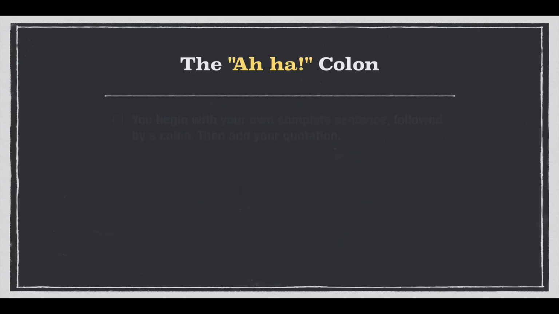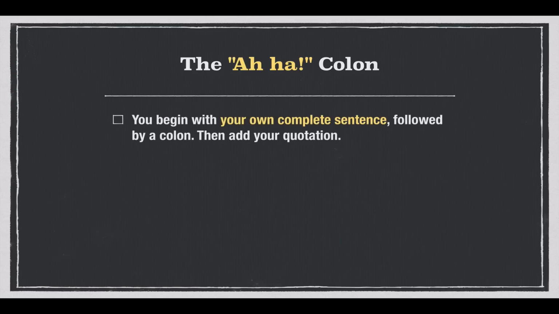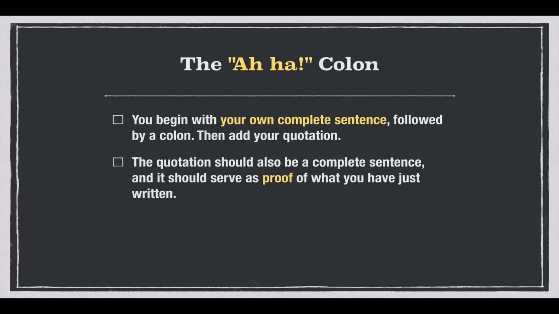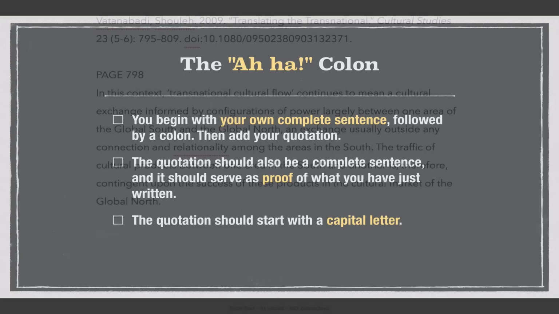In terms of the technique itself, you begin with your own complete sentence, then you have a colon, and then you add your quotation. And that quotation should be a complete sentence, and it should serve as proof of the thing that you've just said, of the thing you've just written. And the quotation, on the technical side, should always start with a capital letter and should be a complete sentence. Actually, it could be multiple sentences, as we'll see.